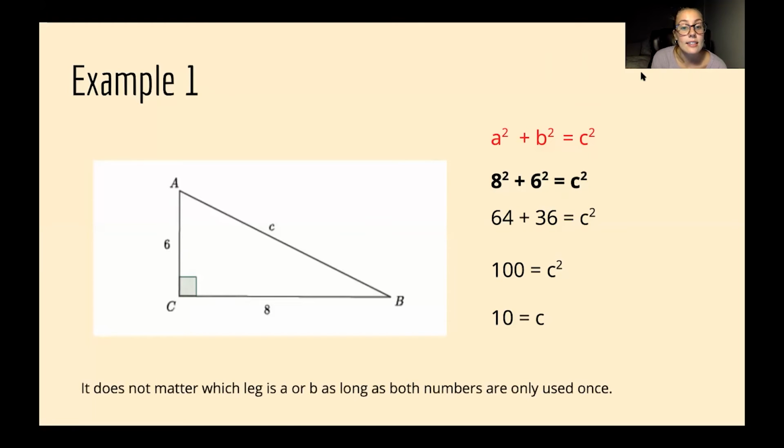And like I said, it does not matter which leg is A or B, as long as both numbers are only used once. So if you wrote this in a different order, 36 plus 64, that is okay, because you're still going to get the same answer of 100, which is our C squared, and side C is going to end up being 10, because 10 is the square root of 100. Okay, good job, guys. Let's move on to the next example.